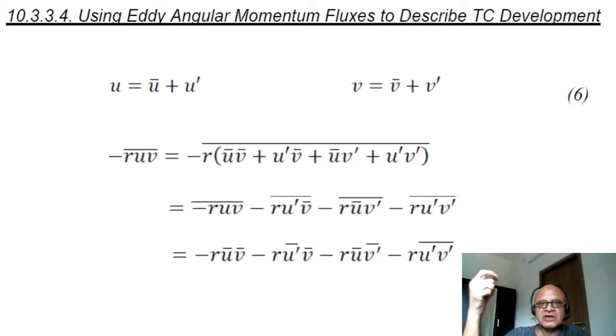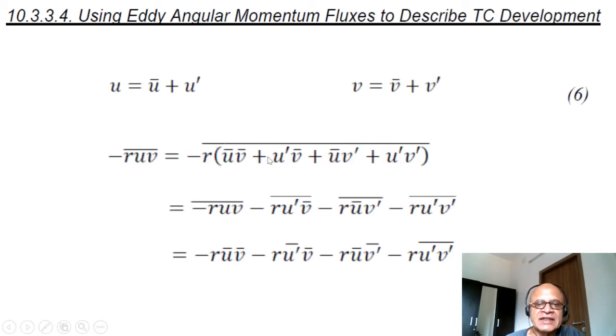On the upper anticyclonic outflow, you would have R times UV in a positive. So if you substitute this eddy description into the U and V here, you end up with these terms: U bar V bar plus U prime V bar plus U bar V prime plus U prime V prime. I think many of you have done this kind of decomposition before.